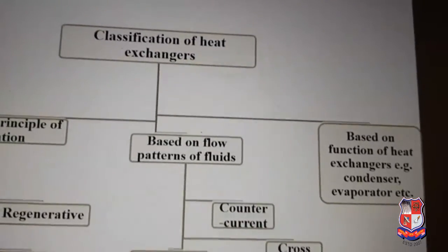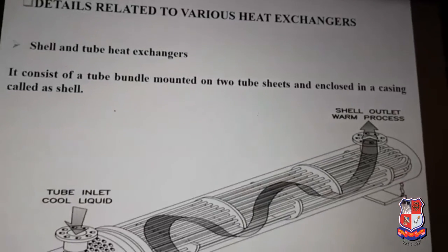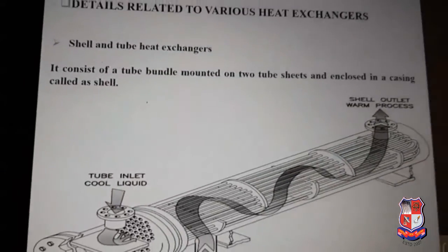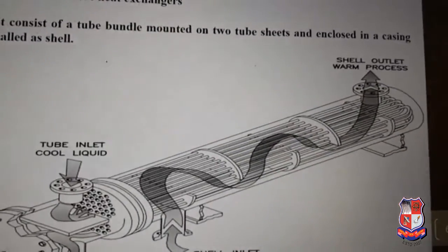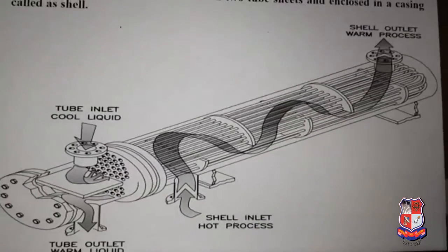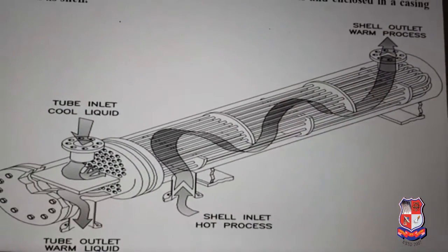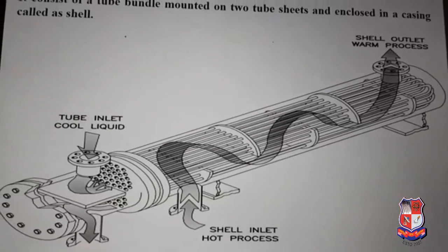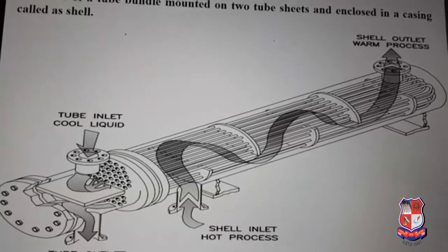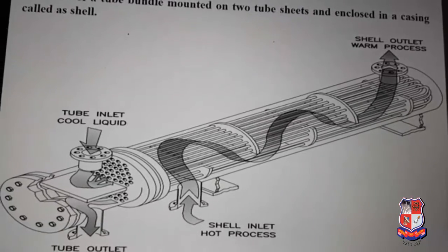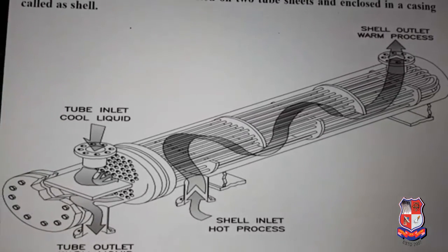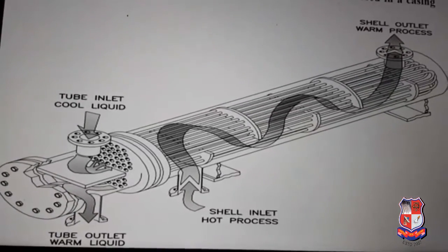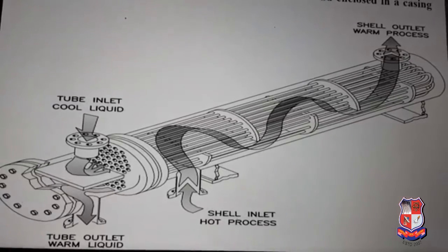Now we'll study heat exchangers. We'll start with the shell and tube heat exchanger. It's very interesting. As the name suggests, it has one shell and a set of tubes, which is called the tube bundle, and it is fixed in a tube sheet.